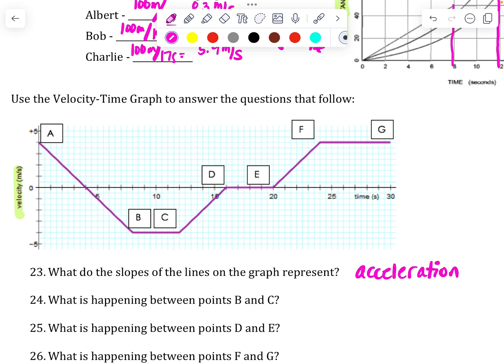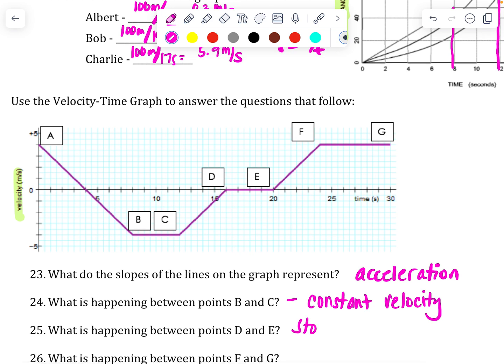Okay, what is happening between points B and C? So this is negative because it's below 0, but it's constant velocity or speed. Okay, so they're going a constant speed, but backwards. What is happening between D and E? Well, that's a horizontal line on 0, so it is stopped. Remember, for these, it has to be on 0.